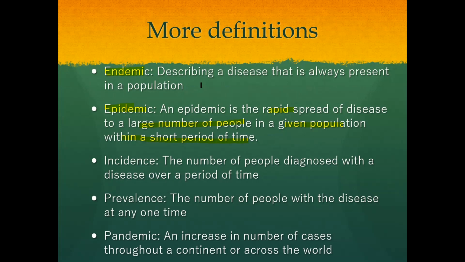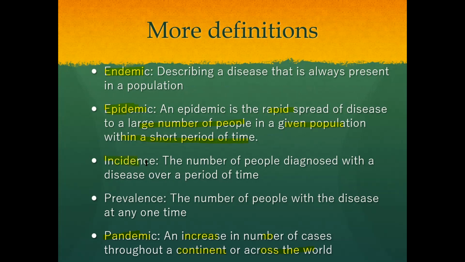Initially they were affected, but after that it became a pandemic because it spread to different parts of the world as people were traveling. So if a disease is affecting a large number of people in a given population, we call it an epidemic. A pandemic is when you see an increased number of cases throughout the continent or across the world. This is how COVID has become a pandemic now.